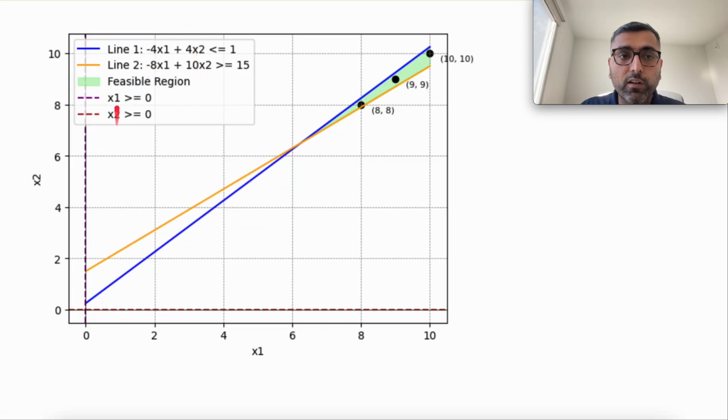You could have several other constraints. I have 4 constraints, x1 greater than 0, x2 greater than 0, and these 2 constraints, but you could have as many constraints as possible. So you have to keep checking which of these areas are common across all of these constraints. And that's how you keep getting to a solution of finding out where the optimum solution is.